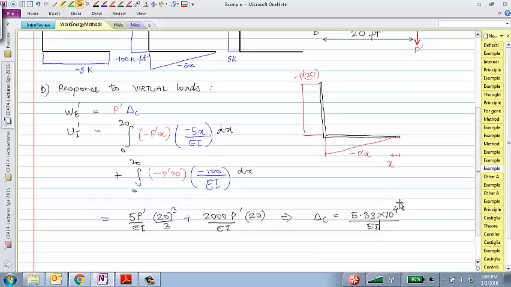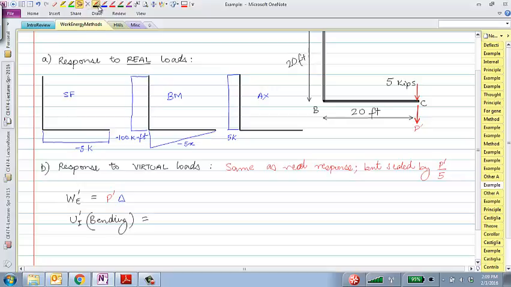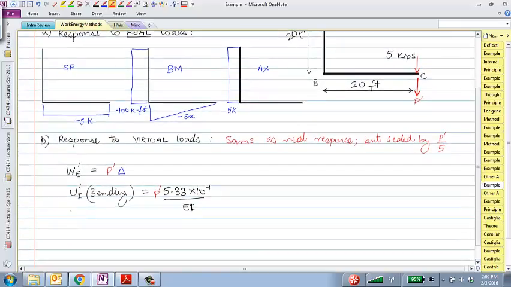Let's see. Well, I'll just copy the final expression so I remember that. 5.33 10 to the 4 over EI, and P prime is still there. That was the expression for UI prime from the pure bending case. Now I will add to it UI, internal energy, virtual internal energy due to shear.